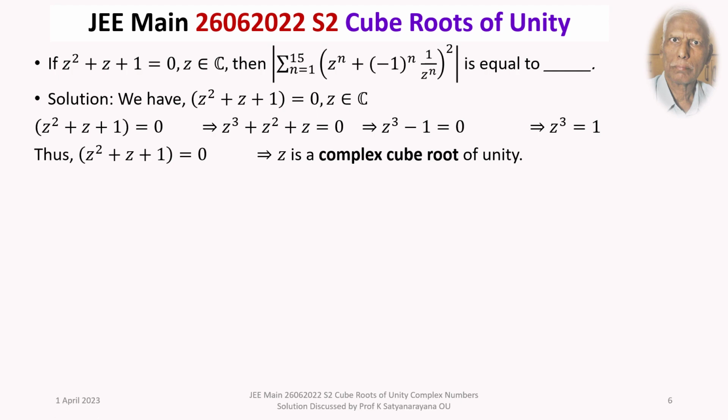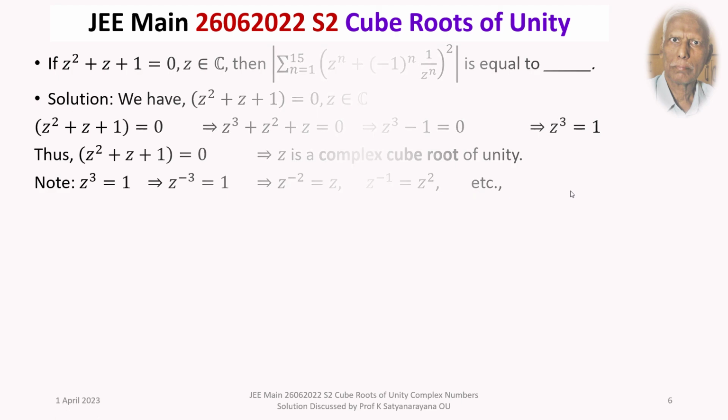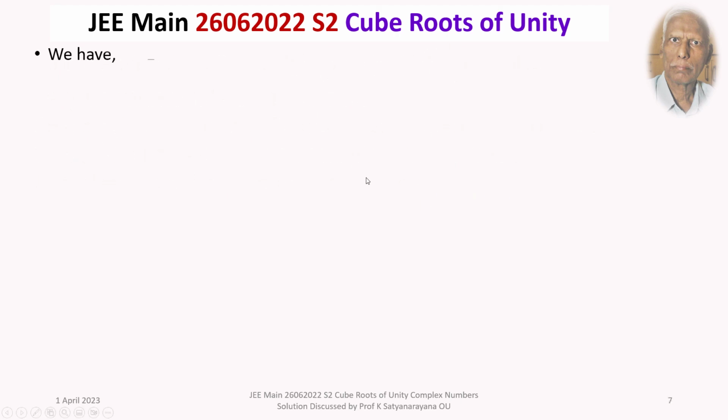Agreed. Now note that z cube is equal to 1, then z to the power of minus 3 is also equal to 1. Multiply throughout by z, then you will get z to the power of minus 2 is equal to z. Multiply again by z throughout, then you will get z to the power of minus 1 is equal to z square, etc. We continue in the next slide.